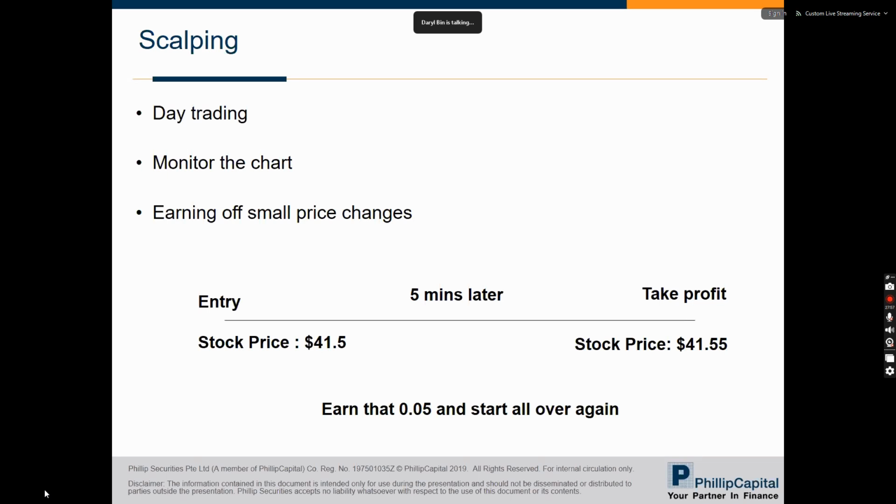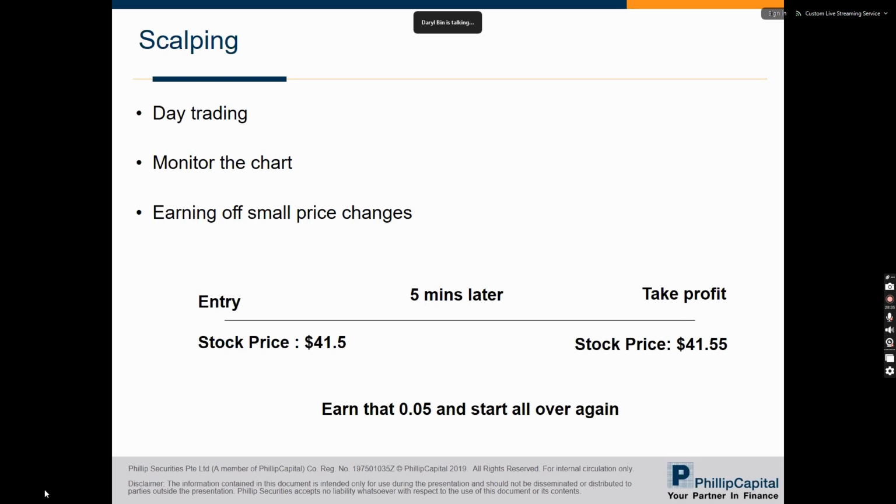Okay, so the next method is scalping, which is mainly for day trading, where they will monitor the chart, and when there's any given opportunity, they will close the position and earn off small price changes. Let me give you an example. Let's say we enter a stock at 41.5. Five minutes later, the stock becomes 41.55. So these scalpers will take the profit and earn that 0.05 per share. They'll do it over and over again, and over time they'll stack up a not bad amount of profits.